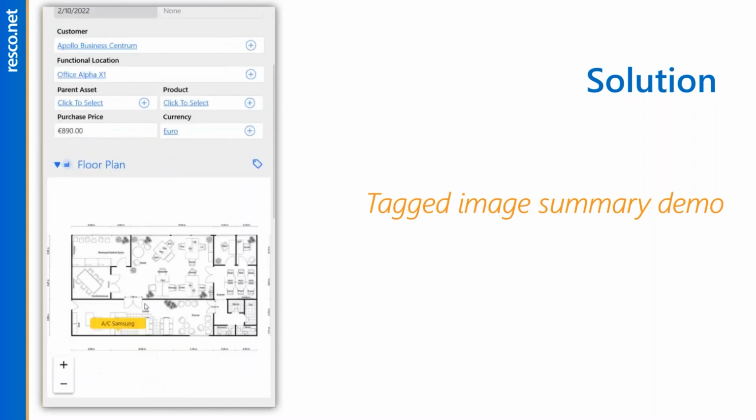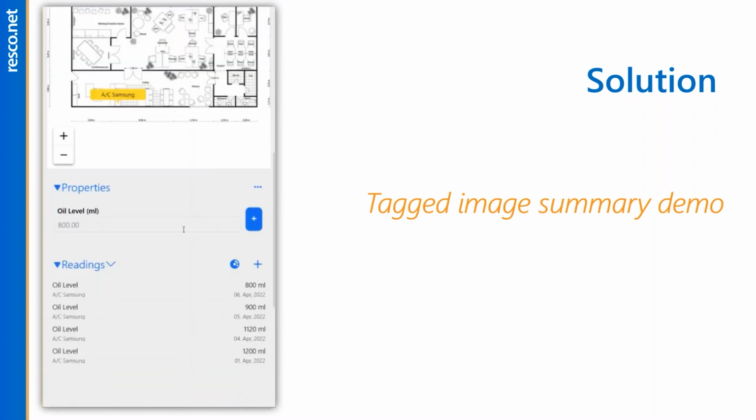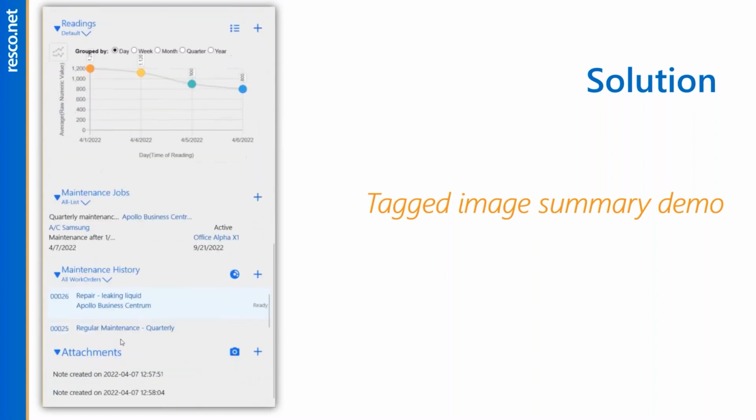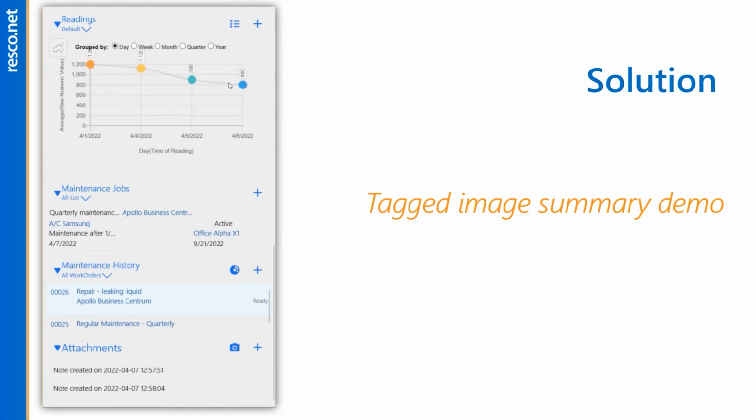or can directly click on the asset, can see the form, can see more information about the asset, where it is located, can see the properties, also the readings in the graph or in the chart form, and basically all the necessary information like last maintenance jobs or the maintenance history. So everything that is really necessary is available in the hand of the technician.